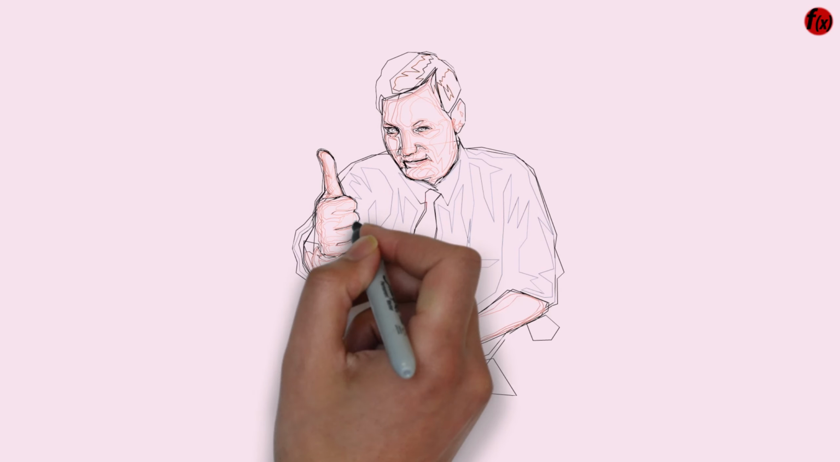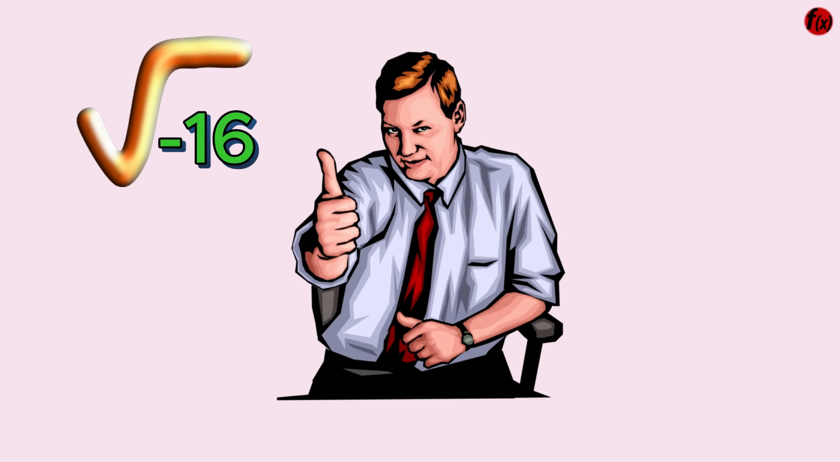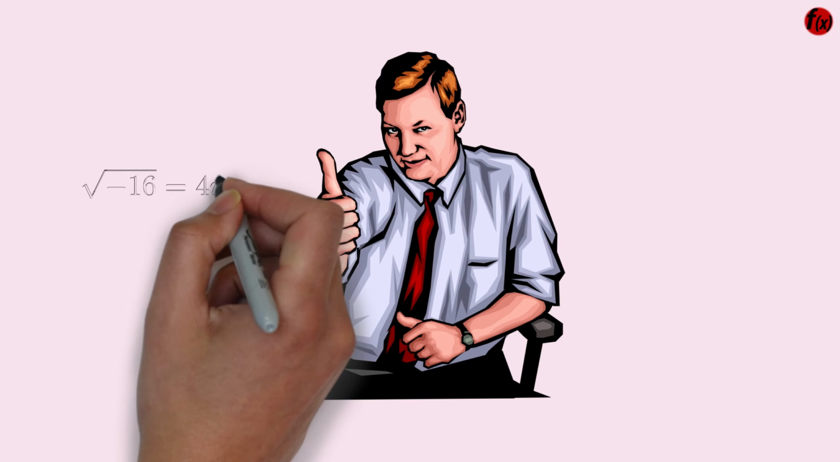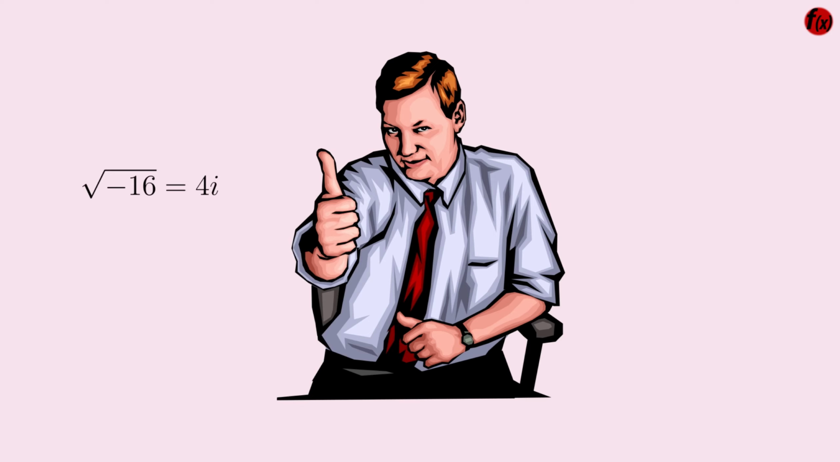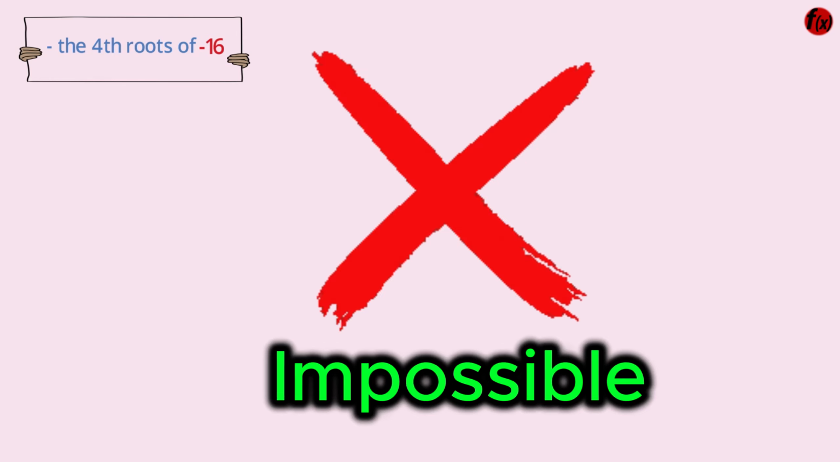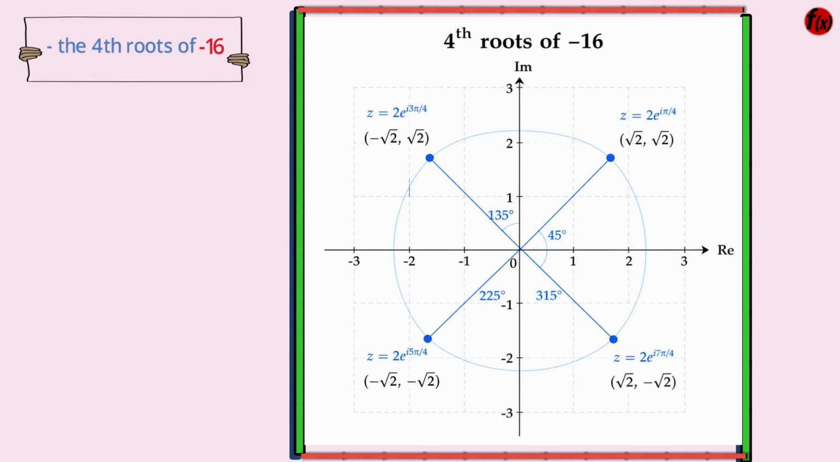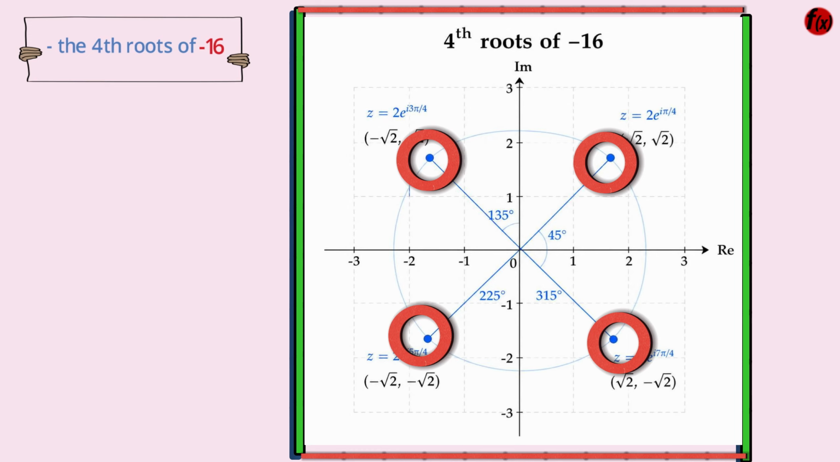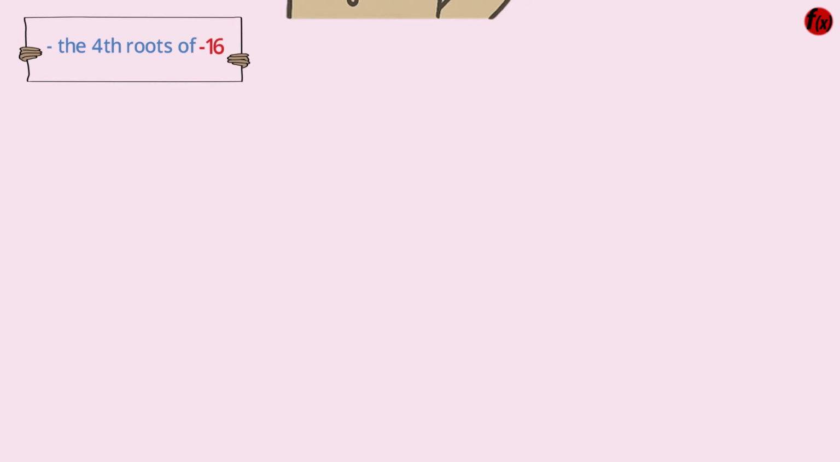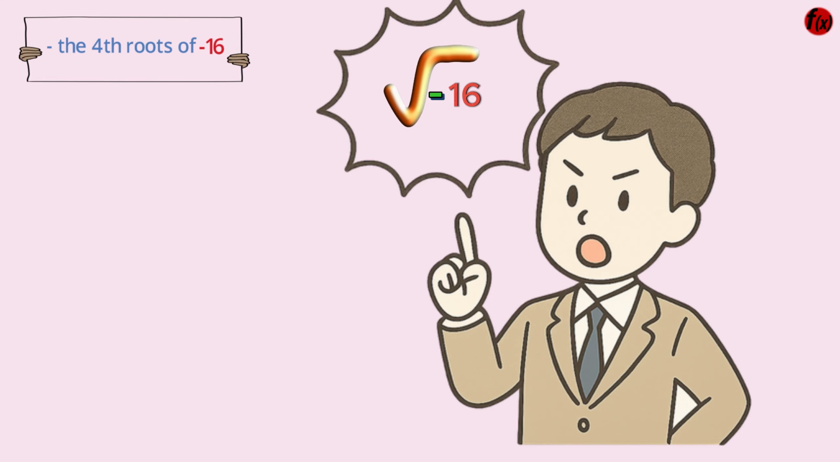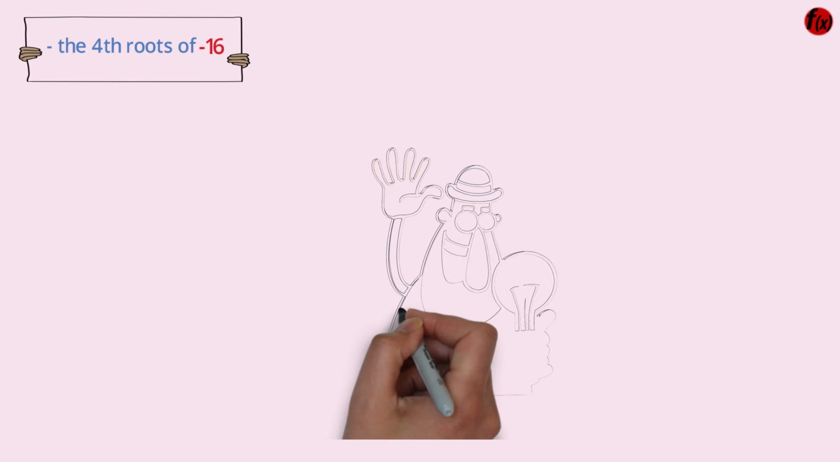If I asked you for the square root of -16, you'd probably tell me it's 4i. But what happens when we go deeper? Today, we're looking for the fourth roots of -16. Most people think there's only one answer, or that it's impossible altogether. But there are actually four distinct solutions hidden in the complex plane. Let's find them. Find the fourth roots of -16.